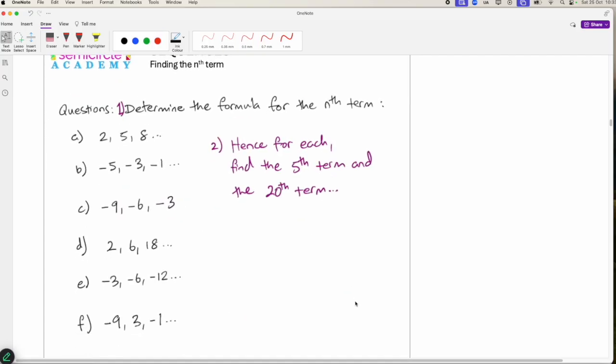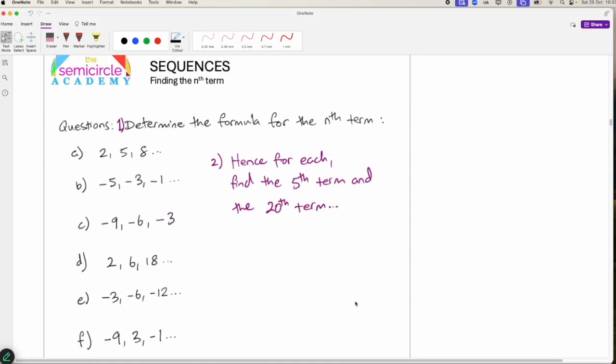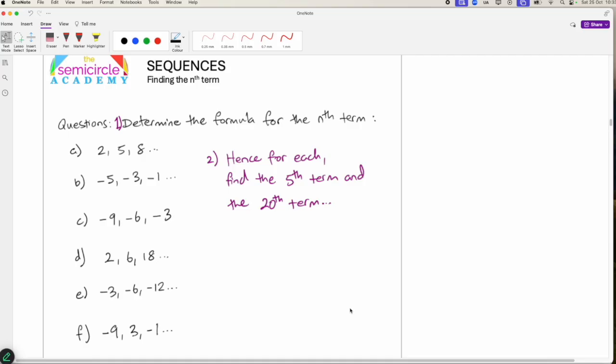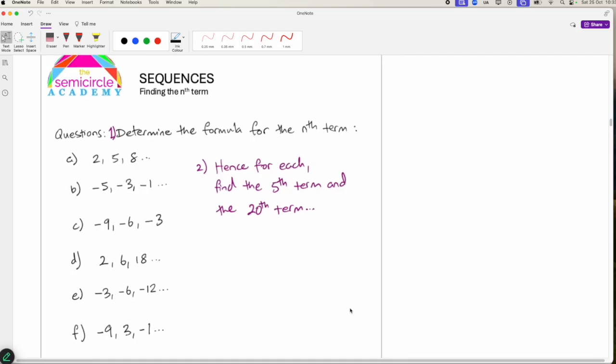So, of course, we do have a couple of questions here. We'll do a couple of them, and then you'll have the rest for homework. Finding the nth term. Number 1, determine the formula for the nth term. And number 2, hence for each, find the 5th term and the 20th term. So we're going to do number 1, parts A and D.